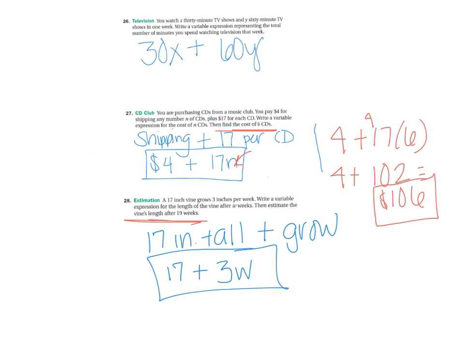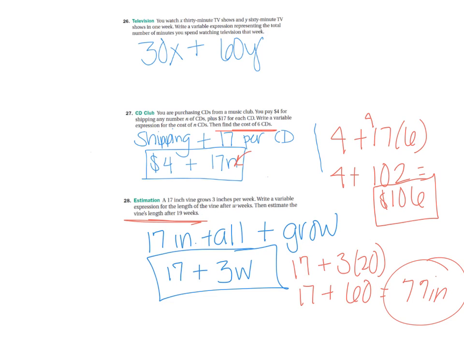Number 28, it asks us to estimate the vine's length after 19 weeks. So an estimate is just in the ballpark. Instead of using 19, what could I easily multiply by 3? 20. So let's estimate with that. 17 plus 3 times 20. Again, let's multiply first. 3 times 20 is 60, plus 17. The vine's length is going to be around 77 inches tall after growing for 19 weeks.